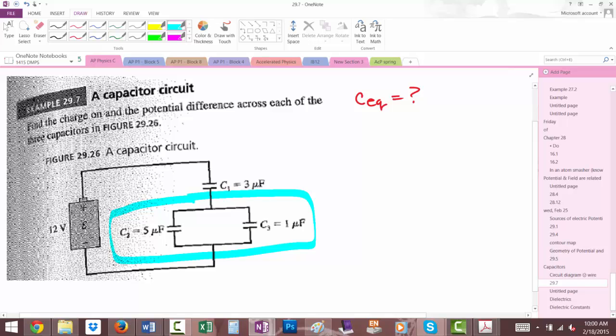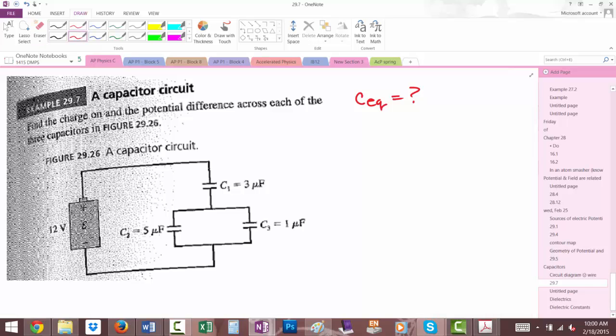6 microfarads. Yes. And then you have 3 microfarads and 6 microfarads. So 1/3 plus 1/6 is 1/2. And that's the reciprocal of the total capacitance. Is that okay? Yeah.